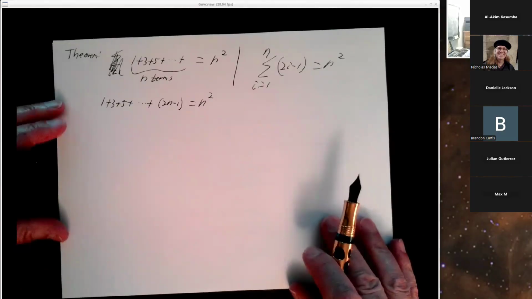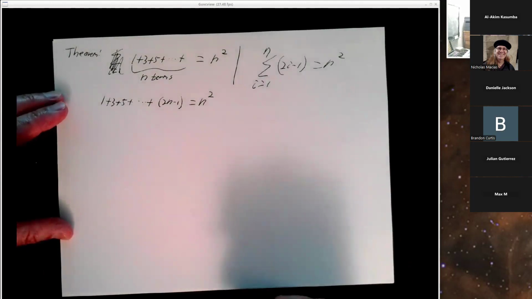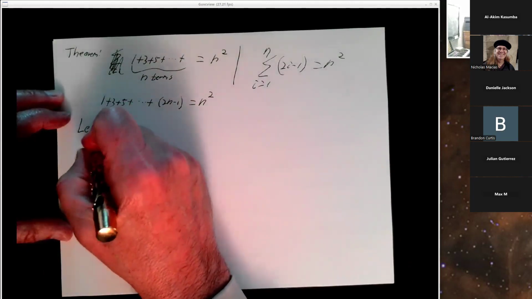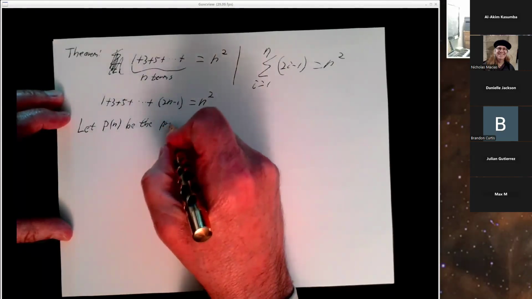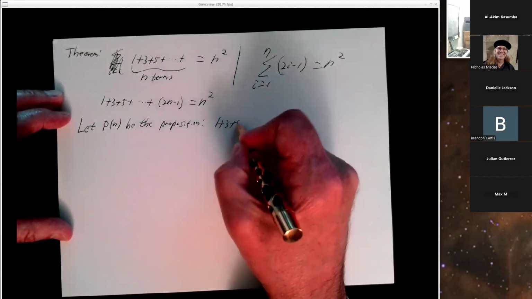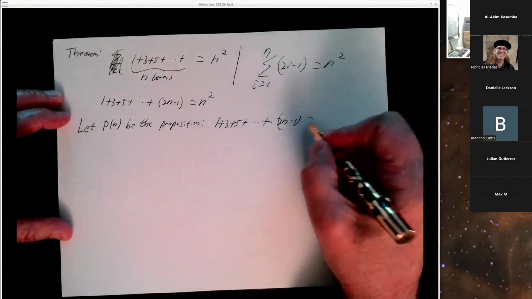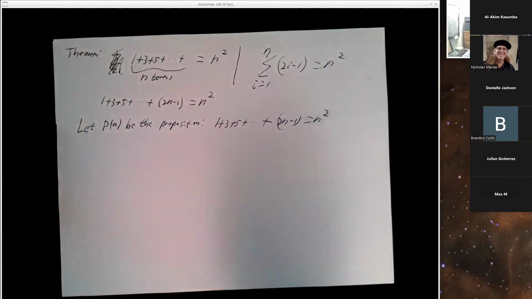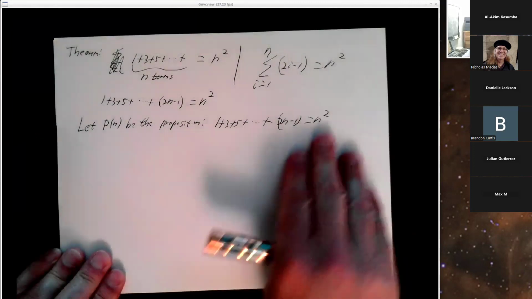And so to do a proof by induction, we need to have a family of propositions. So I'm going to say let P of n be the proposition 1 plus 3 plus 5 plus dot dot dot plus 2n minus 1 equals n squared. Please take the time to actually write that out. Don't say let P of n be sum equals n squared. Write it out. It'll help you.